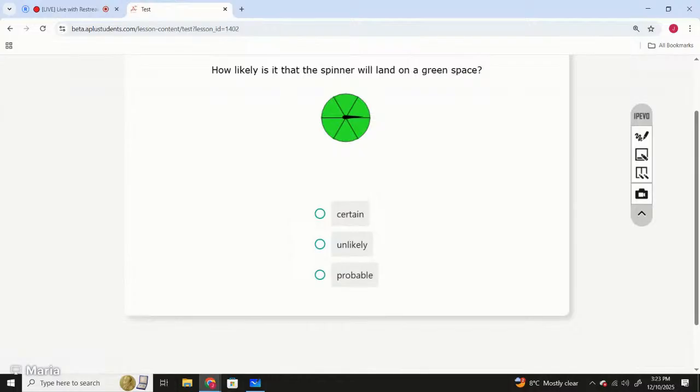How likely is it that the spinner will land on a green space? So all the spinner is green, right? Whenever you spin the spinner, certainly it will land on green. The correct option is certain.